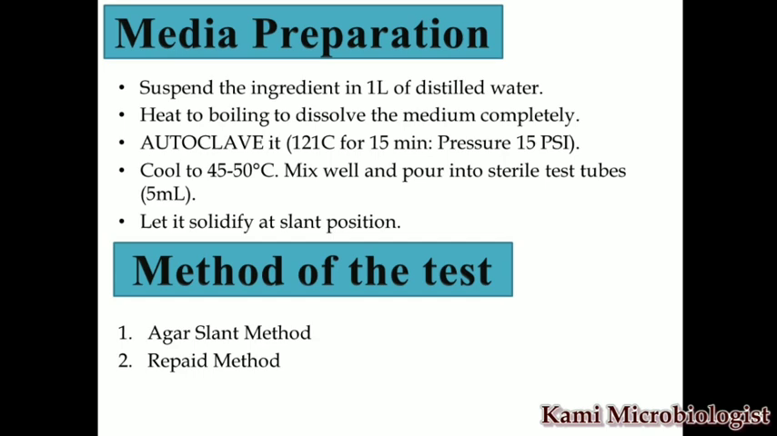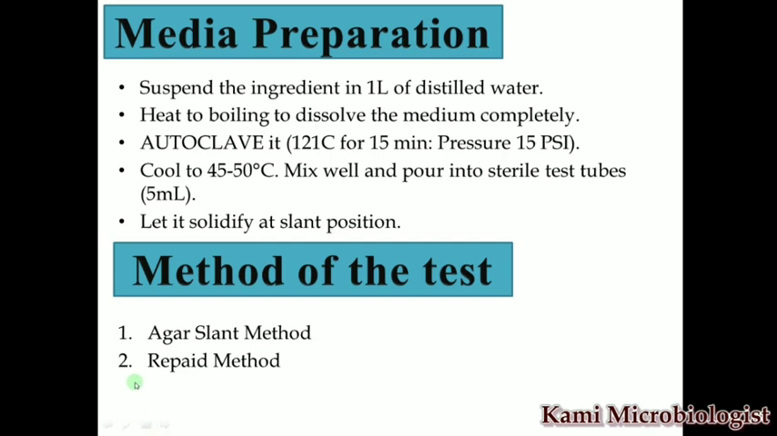After that you will autoclave it. Autoclaving should be at 121 degrees Celsius for 15 minutes, and the pressure would be 15 psi. After the autoclaving, you will cool down the media. When the temperature reaches 45 to 50 centigrade, you will mix and pour the media into sterilized test tubes. You need 5 ml of media in each sterilized test tube. Then you will solidify the test tube in the slant position. So this is how you will prepare the media.